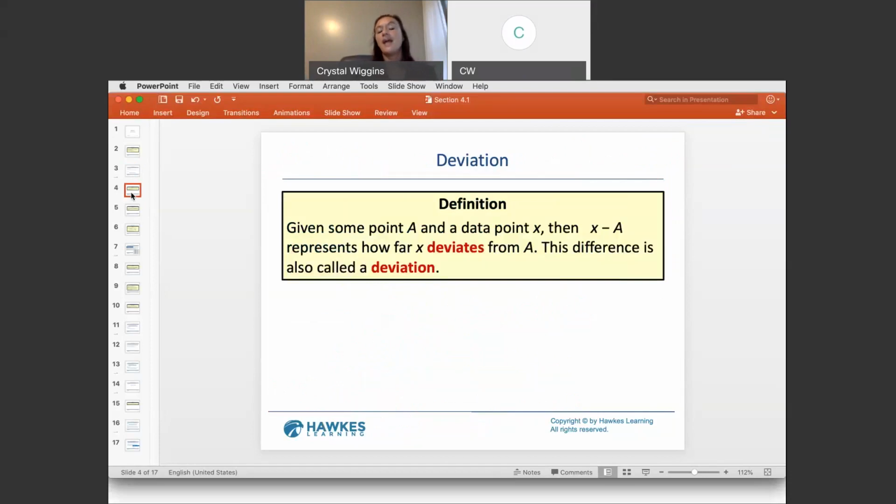Given some point A and a point X, then X minus A represents how far X deviates from A. This difference is also called deviation. So it sounds confusing, but it's really quite a simple idea.